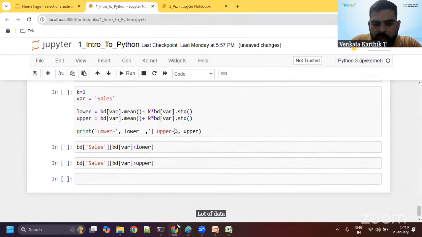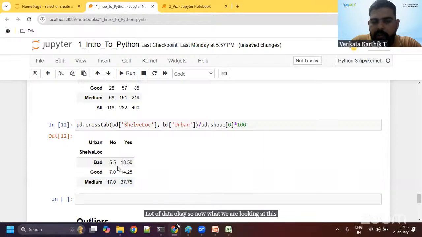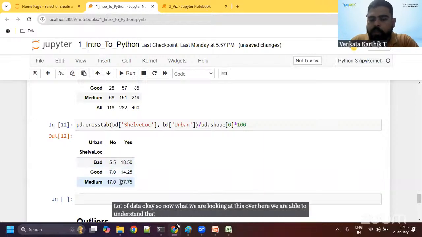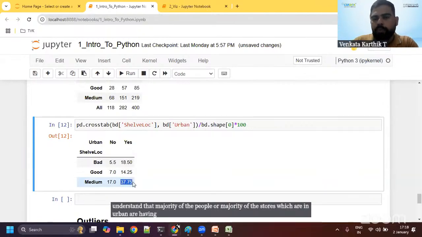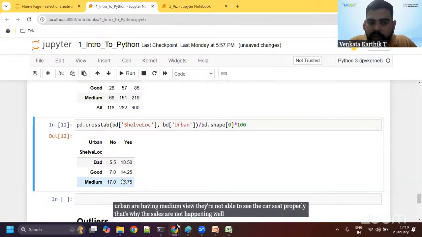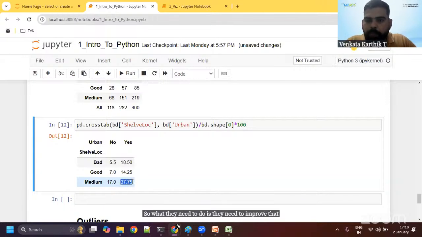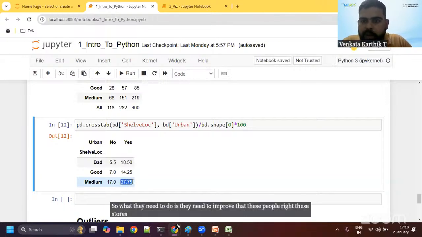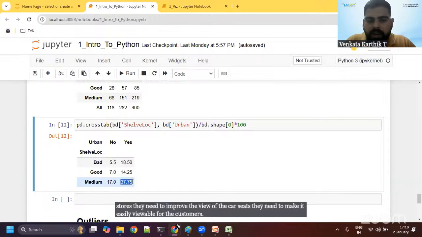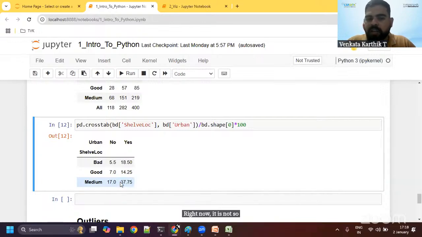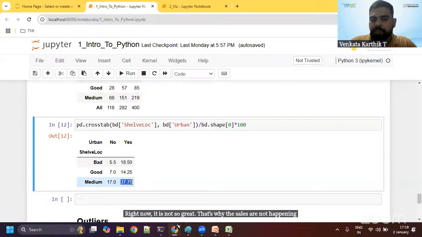Okay, so now what we are looking at over here, we are able to understand that the majority of the stores which are in urban areas have a medium view. They're not able to see the car seat properly. That's why the sales are not happening well. So these stores need to improve the view of the car seats. They need to make it easily viewable for the customers. Right now, it is not so great. That's why the sales are not happening so well.